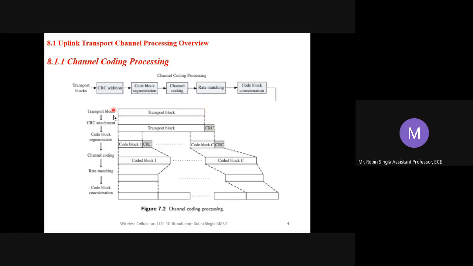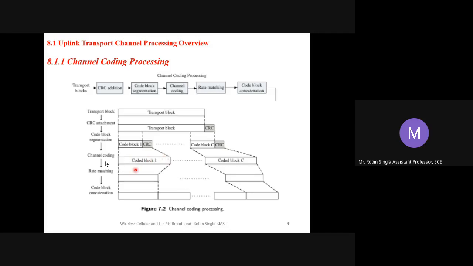So this is your transport block which we received at the channel coding processing unit. Then it added a CRC code here, and then using code block segmentation, it is divided into multiple code blocks, and a CRC is added further to each code block if required. So now we have code block 1 to code block C. This transport block is divided into code blocks. Now comes channel coding using the turbo encoder.